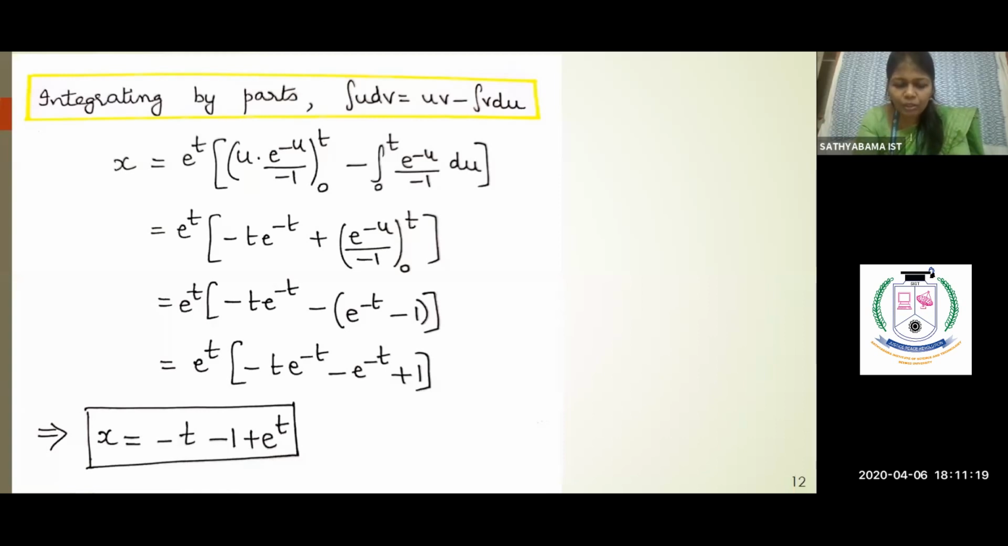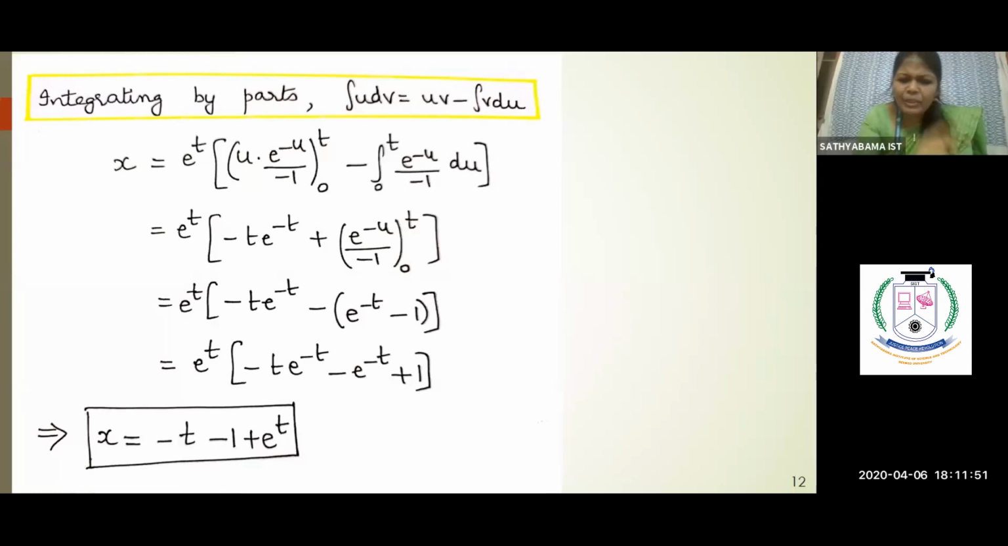Second step over. Now go to the third step. e power t into minus t, e power minus t is written as it is. Minus of, I've taken that minus 1 outside. And then now apply the limits. e power minus t minus, when you replace u by 0, what is e power 0? 1. So what is this equal to? e power t into minus t, e power minus t. Take the minus sign inside: minus e power minus t, minus of minus is plus 1. Now take the e power t also inside.